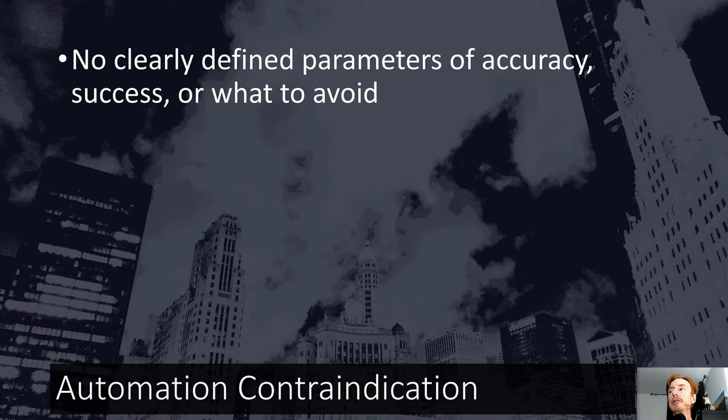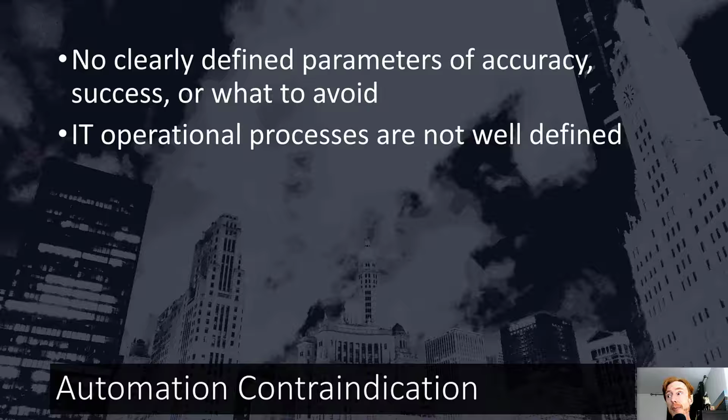In terms of automation, I don't want to automate when I don't have a clearly defined parameter of accuracy or success, or I can't actually program the system, or I can't clearly articulate what not to do. If I can't define success and I don't know when to stop and I don't know what not to do, then I shouldn't be trying to automate that particular thing.